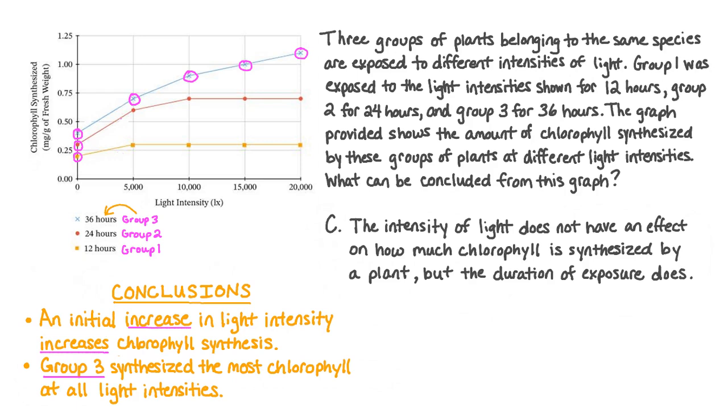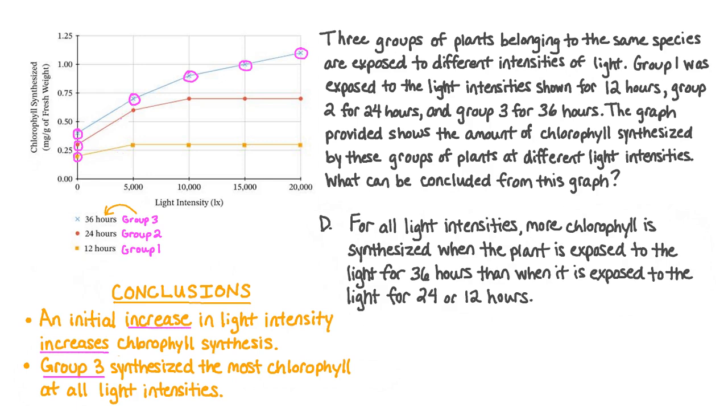The intensity of light does not have an effect on how much chlorophyll is synthesized by a plant, but the duration of exposure does. While our first conclusion was that an increase in light intensity initially increases chlorophyll synthesis, so we can rule this answer choice out. For all light intensities, more chlorophyll is synthesized when the plant is exposed to the light for 36 hours than when it is exposed to the light for 24 or 12 hours. This answer choice is correct because it restates our second conclusion about Group 3.